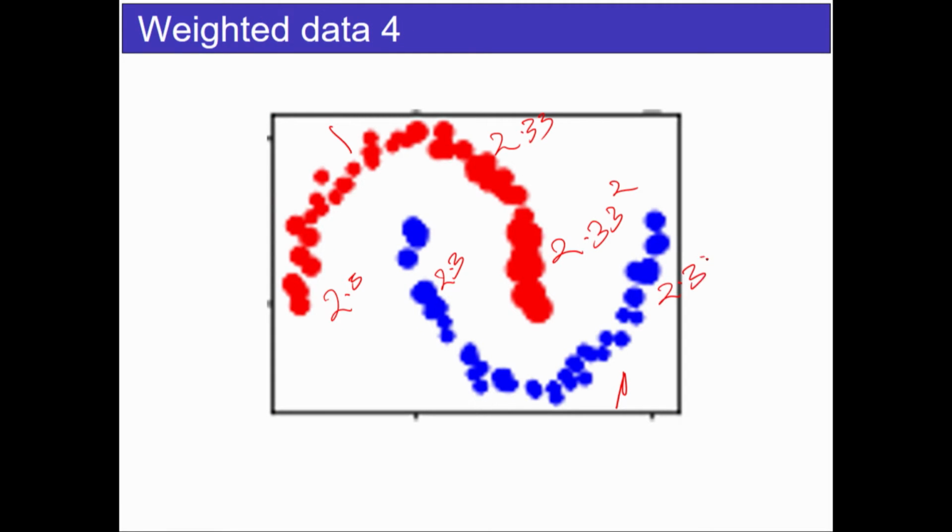So the weights never decrease. The weights only ever keep on increasing. So now this point is worth 2.33 squared times this point, and these points are worth 2. So that's the idea. If you want the exact demarcation, it's like this. That's basically the idea.